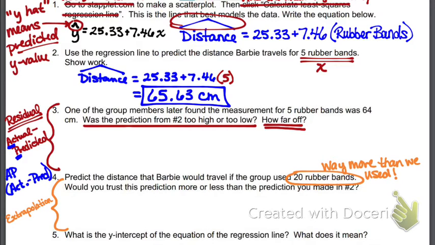So the group member later found the measurement for 5 rubber bands. They actually went and they tested it out. And they found that 5 rubber bands got 64 centimeters. How far off was our predicted value from the actual recorded value? How far off was our predicted value from number 2? How far was that prediction from the actual value when they went back and tested?